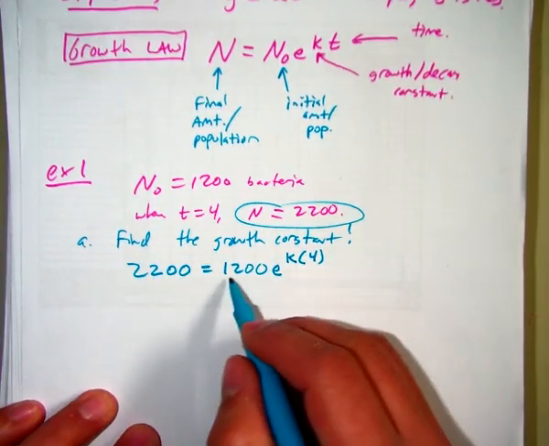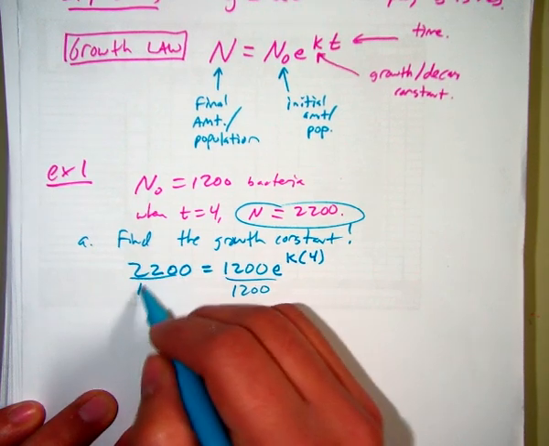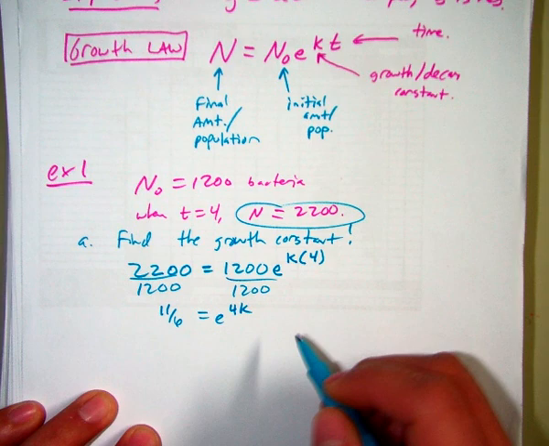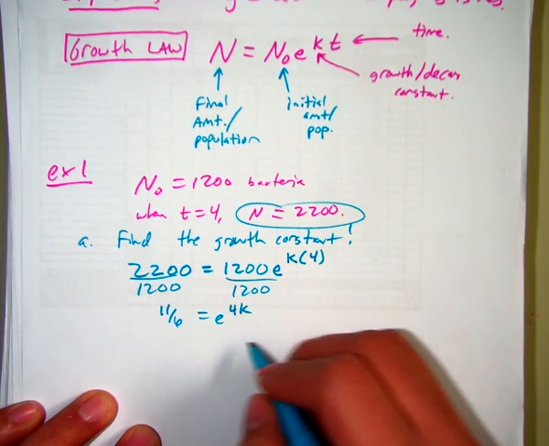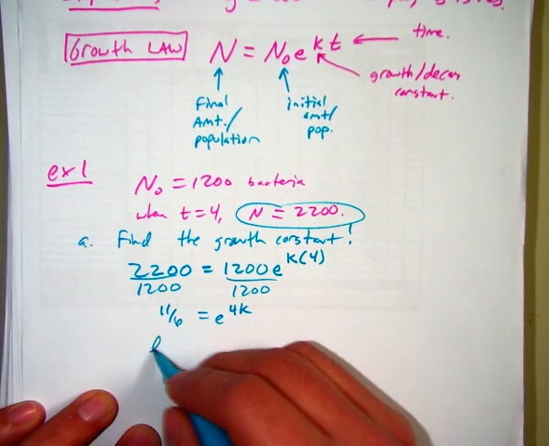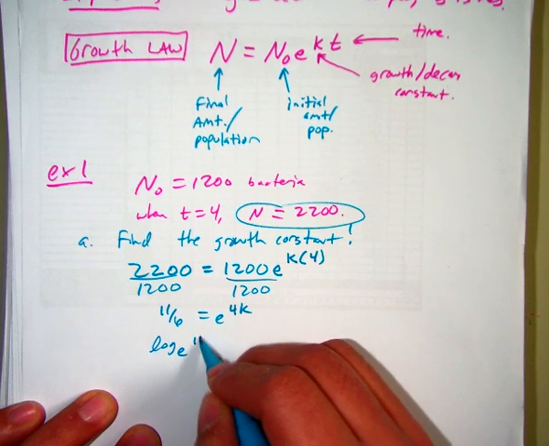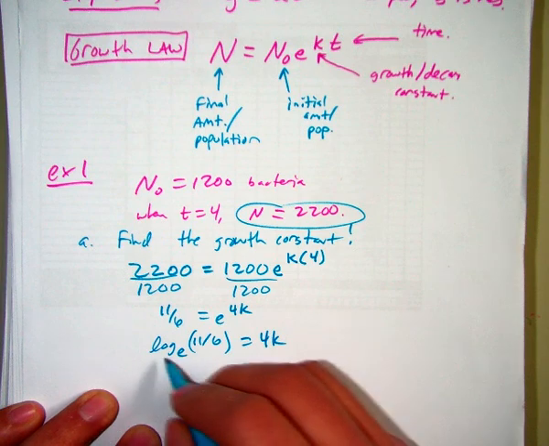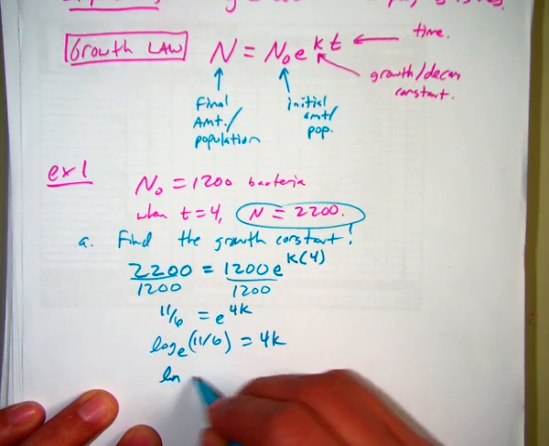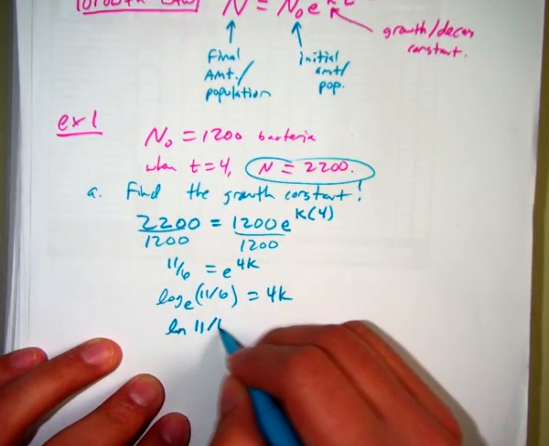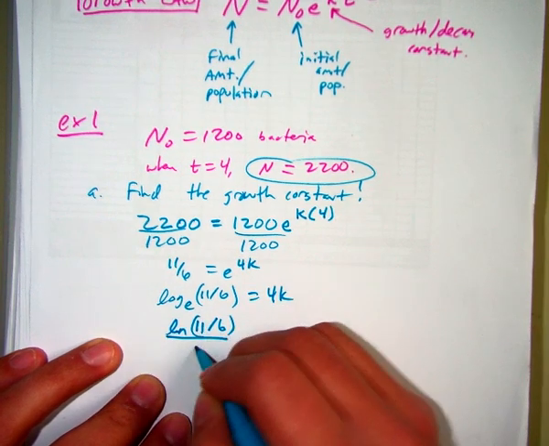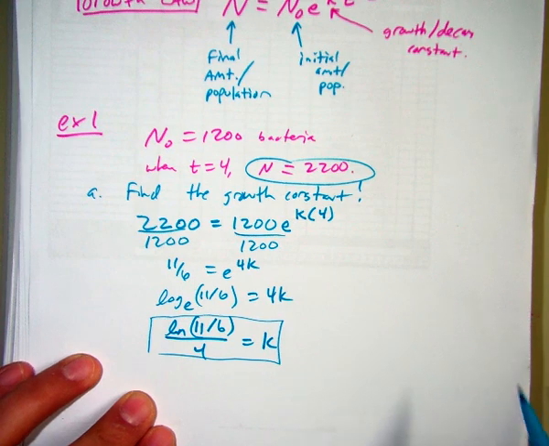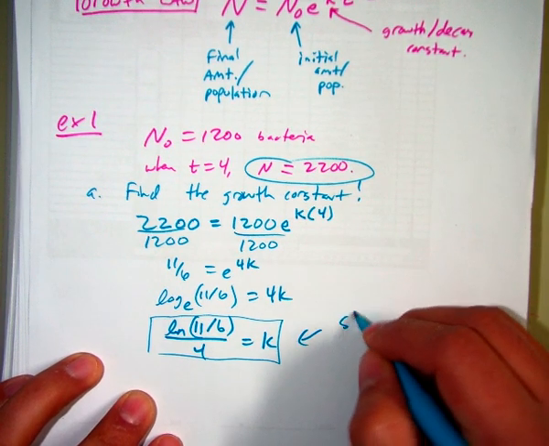If you divide both sides by 1,200, you get 11/6 equals e to the 4k. And now if we put this in log form, this is log base e of 11/6 equals 4k. And we know log base e is the same thing as natural log of 11/6. We're going to divide everything by 4, and now this is your growth constant. So that's part A.